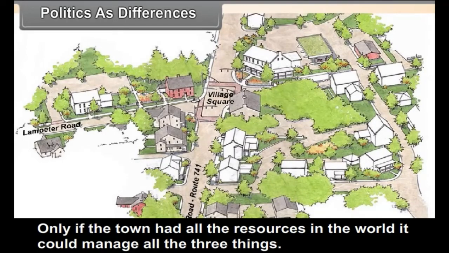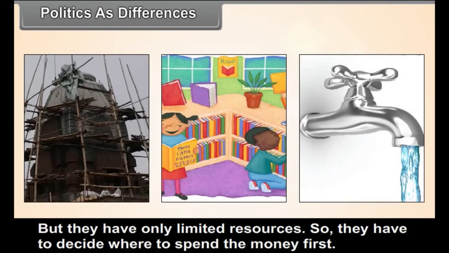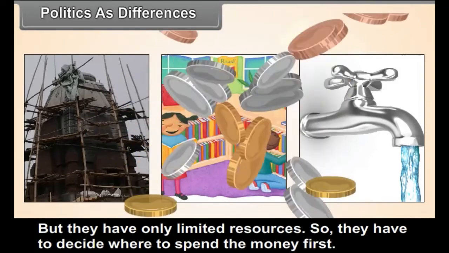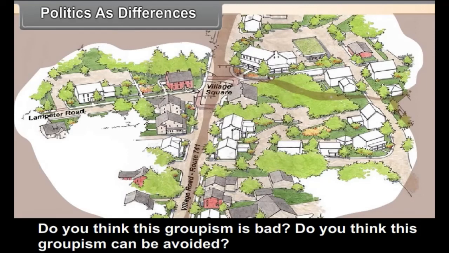Only if the town had all the resources in the world, it could manage all the 3 things. But they have only limited resources. So they have to decide where to spend the money first. Do you think this groupism is bad? Do you think this groupism can be avoided?